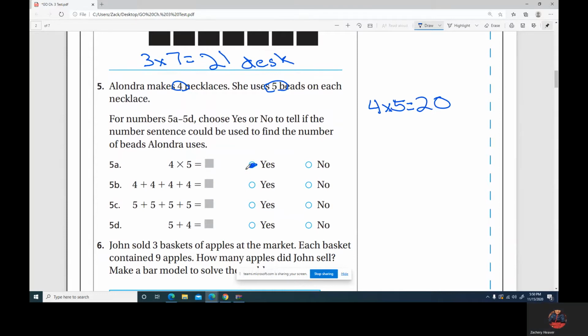Yes. 4 plus 4 makes 8. 8 plus 4 makes 12. 12 plus 4 makes 16. Does that equal 20? No. 5 plus 5 is 10. 10 plus 5 is 15. 15 plus 5 is 20. So guess what? That could be a yes. 5 plus 4 equals 9. We know automatically that is a no. That's a quick one.